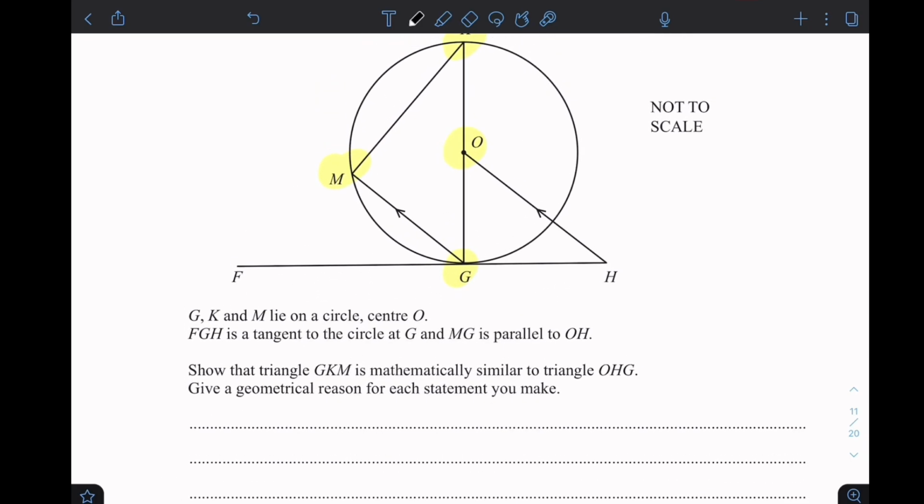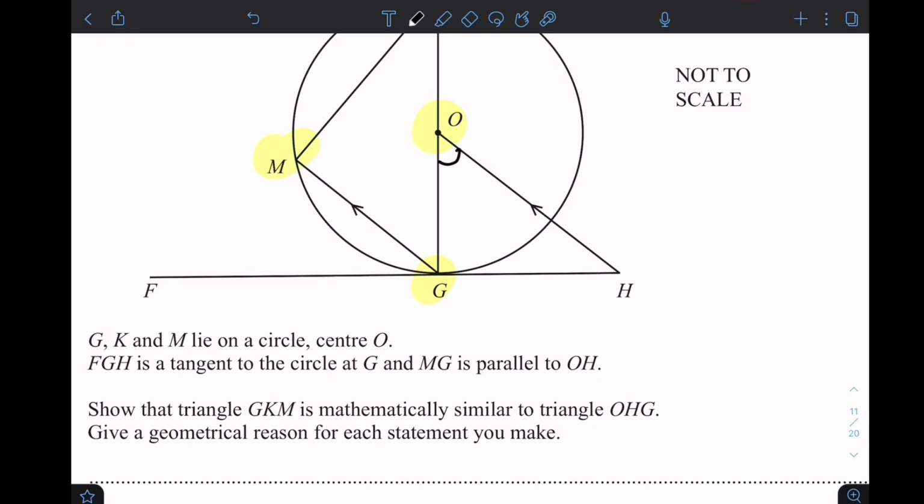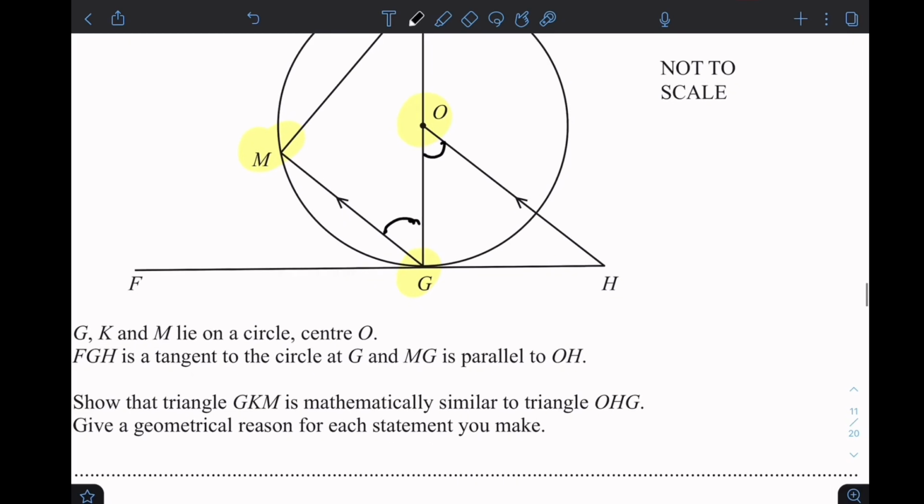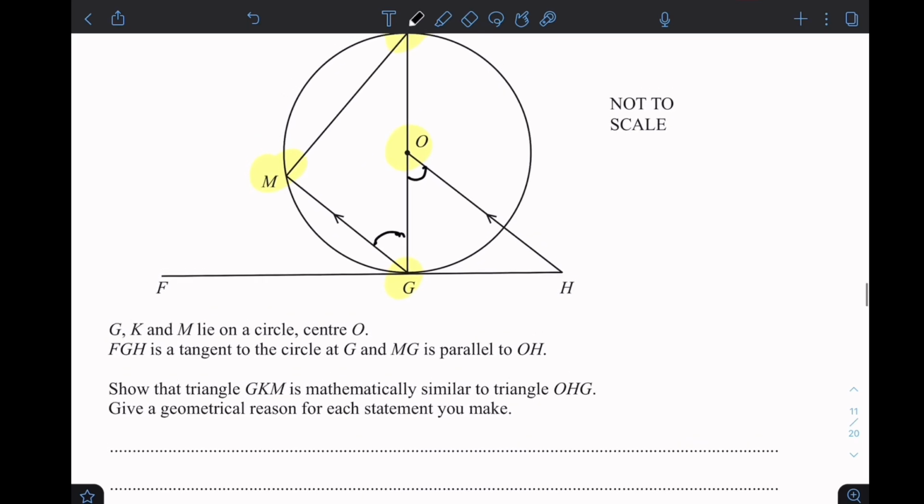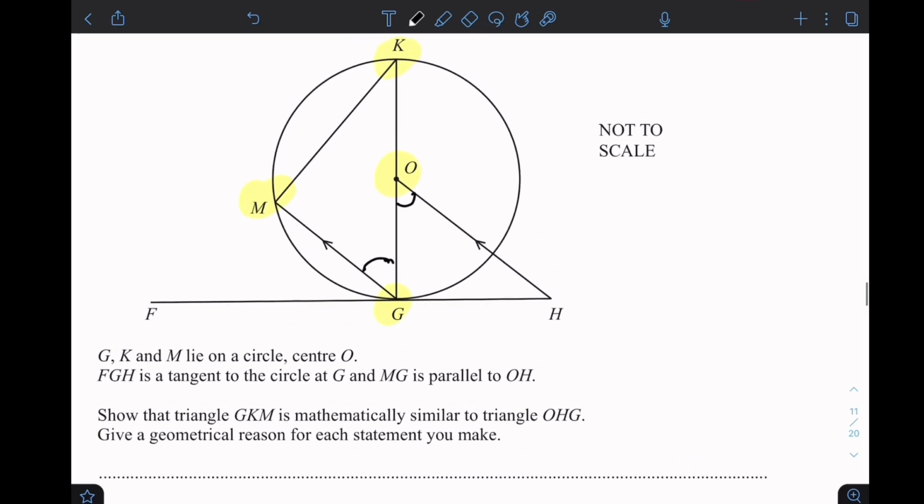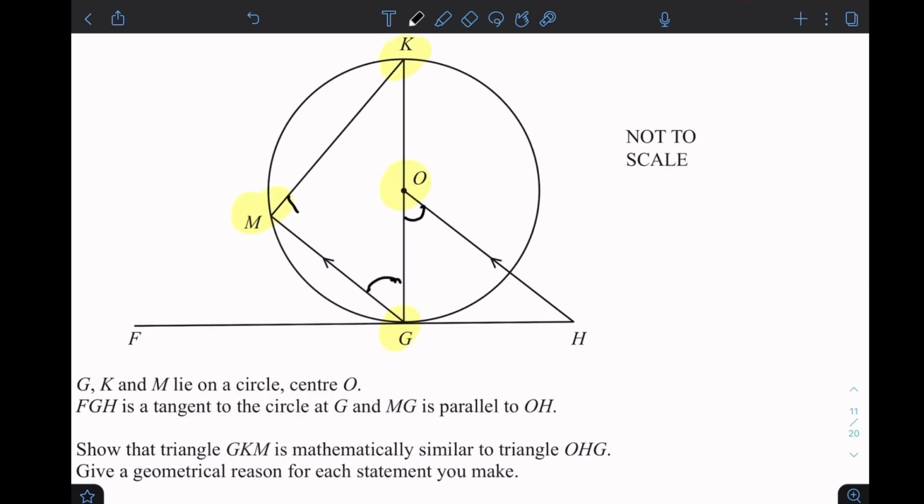Okay, so if it's mathematically similar, you can first say that this angle and this angle are equal because they are alternate angles, these two sides are parallel. This makes a Z, right? And hence it's parallel to each other. Next, angle GMK is 90 degrees because diameter subtends 90 degrees.